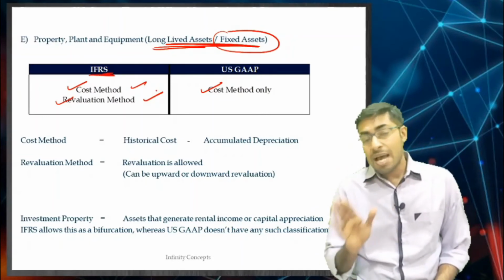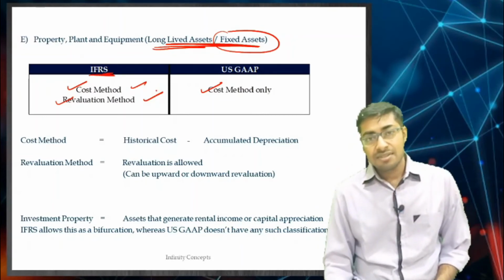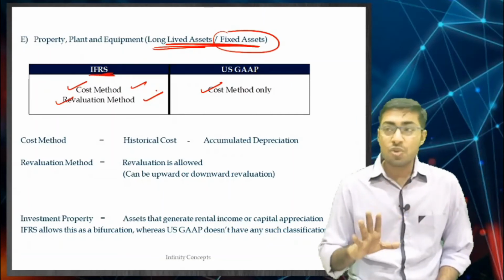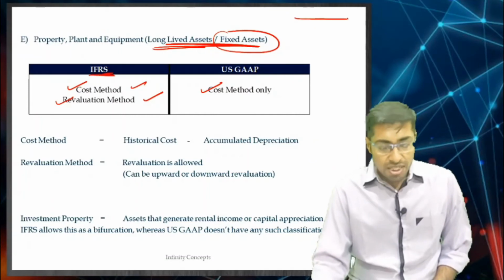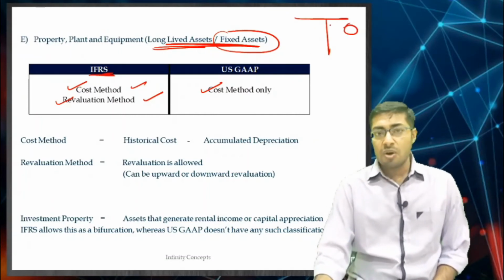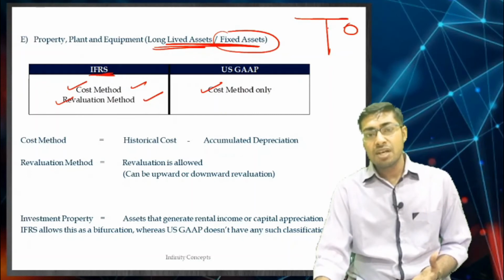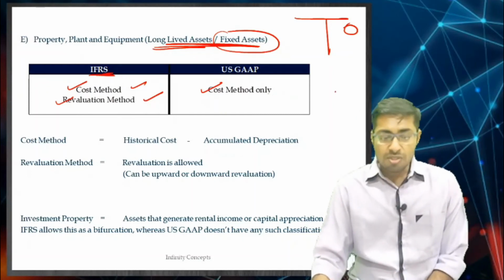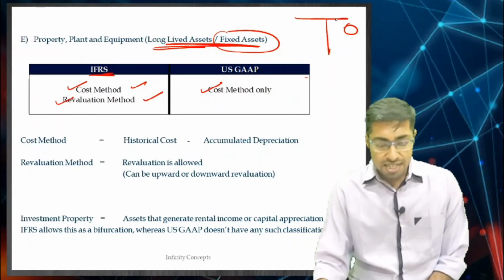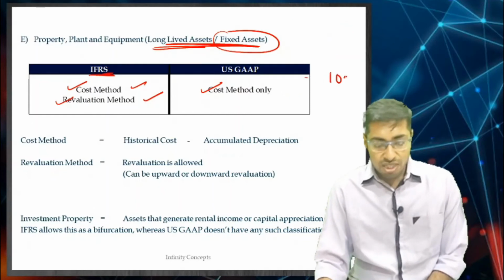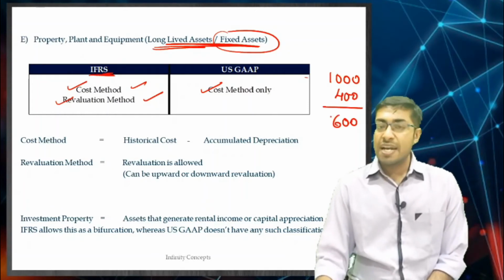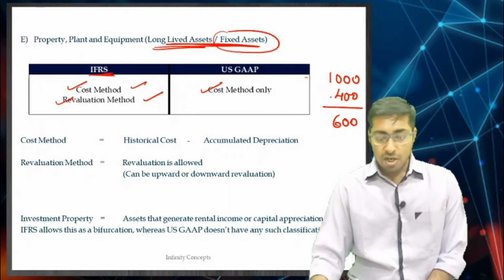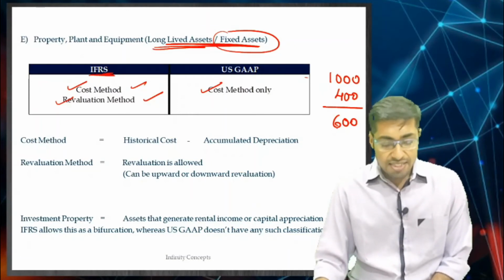US GAAP is not like that. US GAAP does not necessarily show everything at fair value. As per US GAAP, all the assets need to be shown at historical cost, that is on the cost method basis. Cost method only means what? Cost method means you have bought an asset for $1,000, and there has been accumulated depreciation of 400, then 600 is going to be your net assets. Gross assets are 1000, accumulated depreciation 400, net assets is 600.